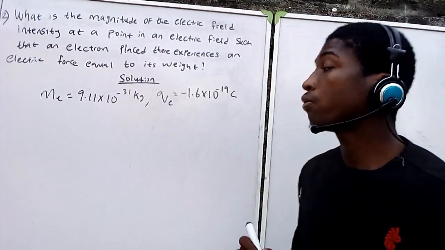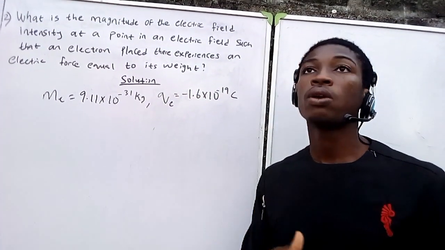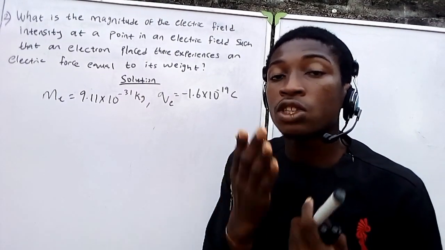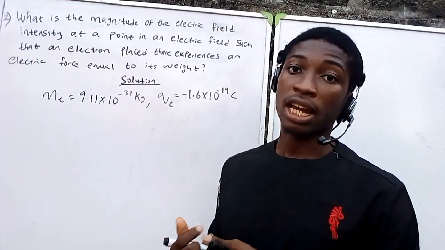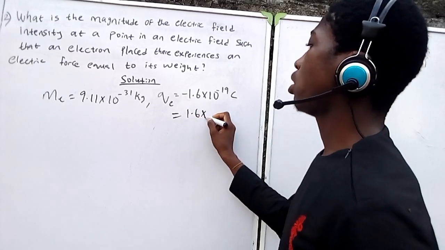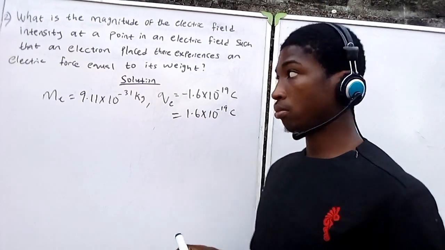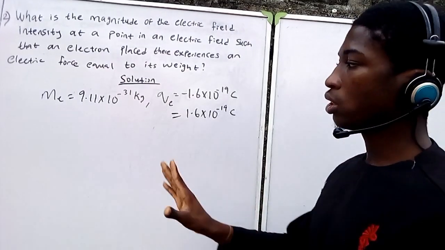Now the negative I wrote here doesn't really mean anything. It just tells you that an electron is negatively charged, unlike the other particles in the atom. So the negative is not needed in the question. You get that. We've written what we know about the particle.